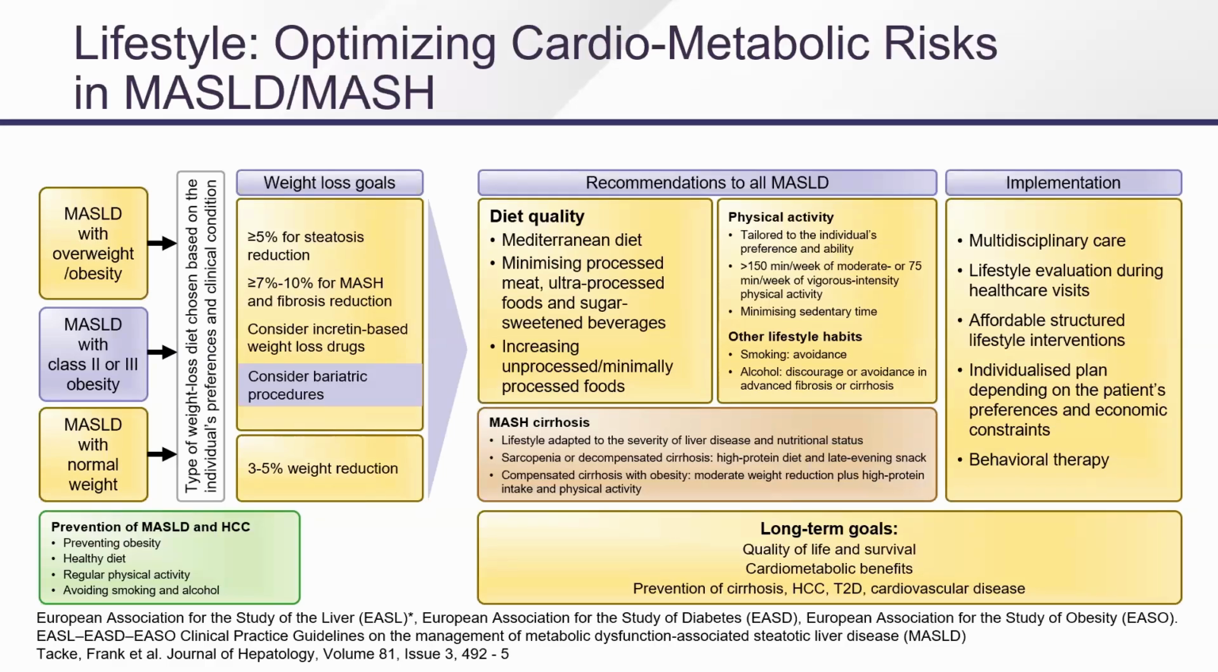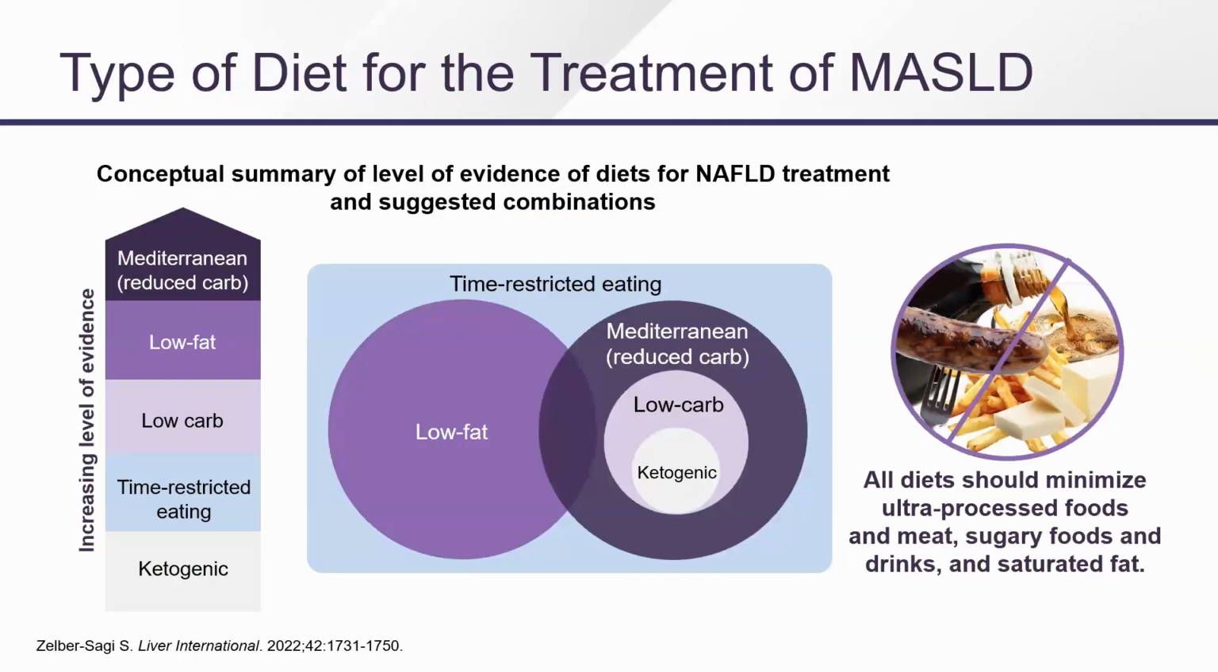In terms of goals, our long-term goals are improvement in quality of life and survival, certainly transplant-free survival, management of cardiometabolic risk factors, and prevention of cirrhosis, HCC, and cardiovascular disease complications. So what is the evidence for the types of diet that we're recommending to patients? As I already mentioned, the Mediterranean diet has the highest level of evidence. Low-fat diet has a decent level of evidence. Lower level of evidence is for low-carb and time-restricting diets, and my least favorite diet is the ketogenic diet.